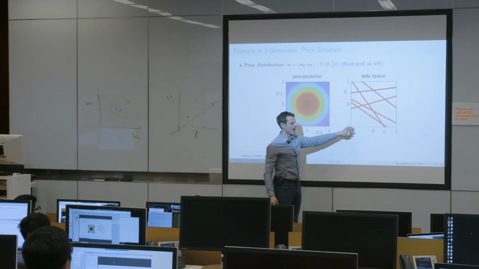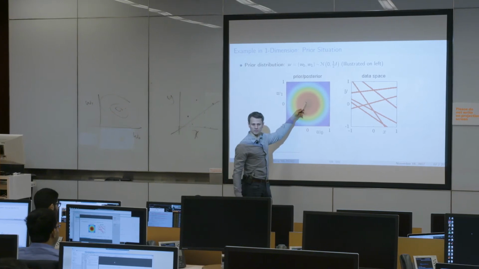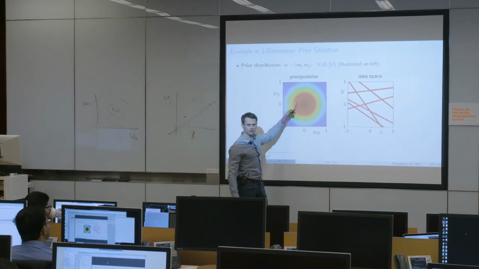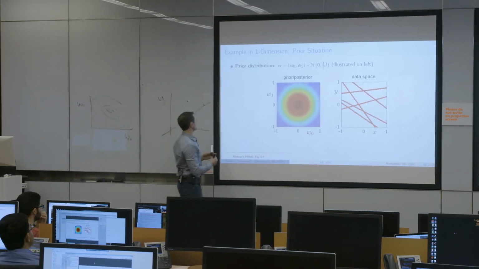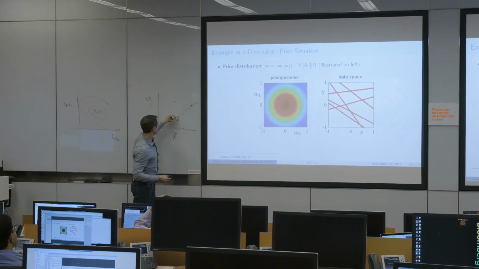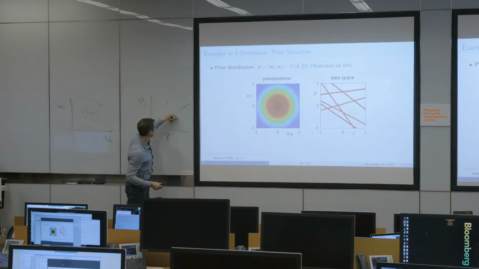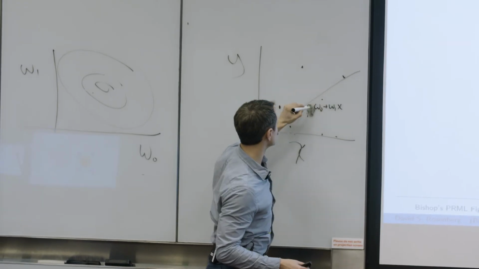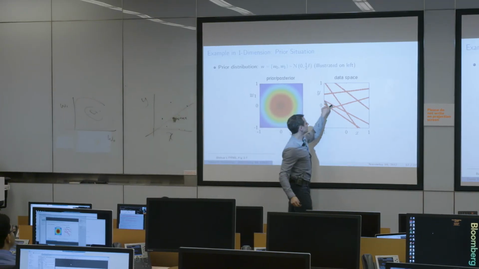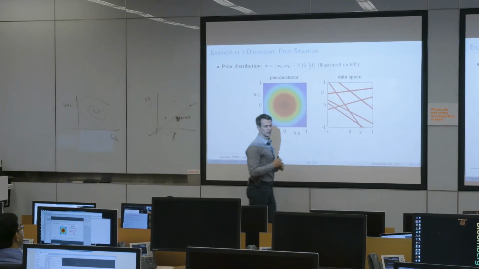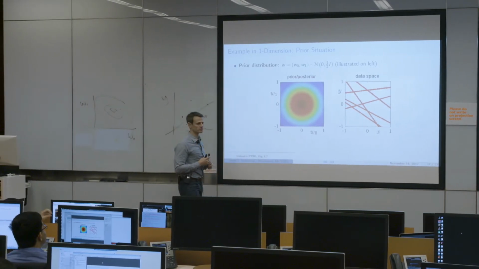On the right, what we've done is we've sampled several points from the prior distribution. And every point here gives us a W0, W1, which corresponds to a line, f of x equals W0 plus W1 x. Each of these lines corresponds to a random draw from the prior distribution.